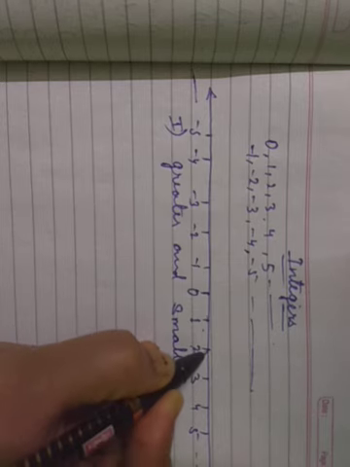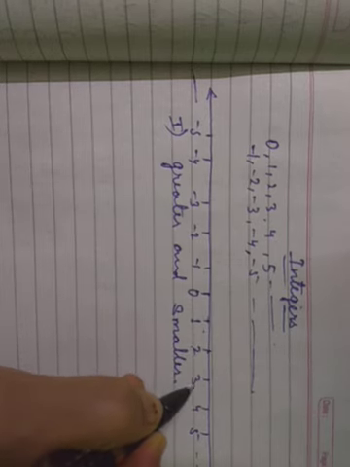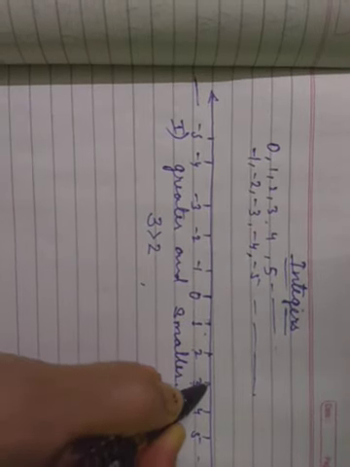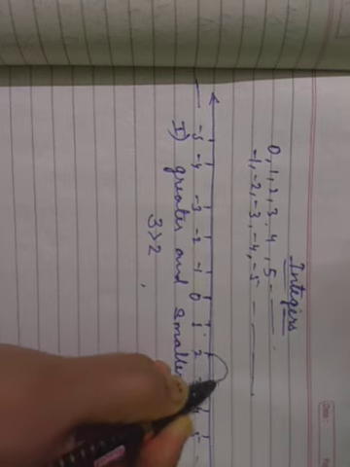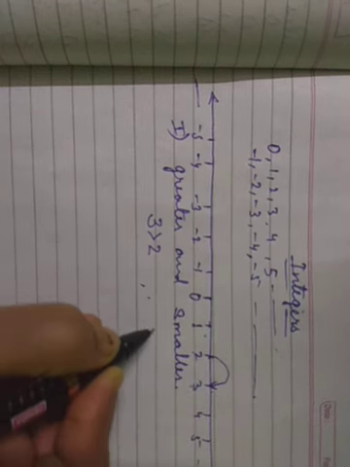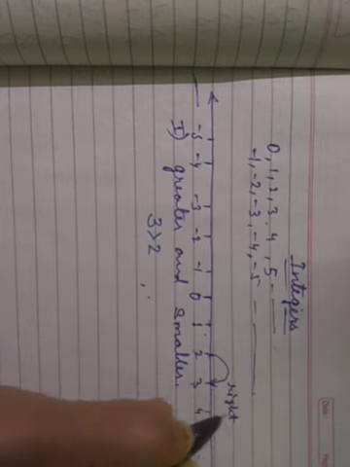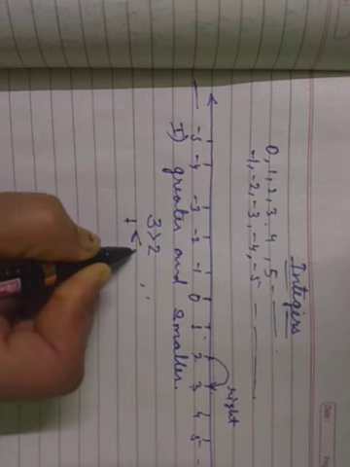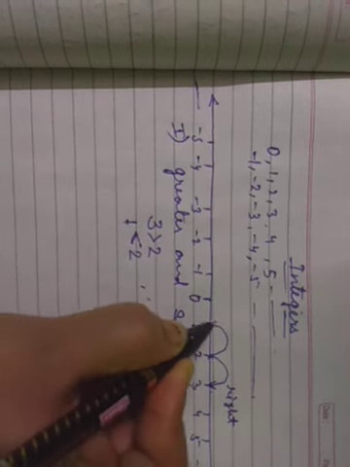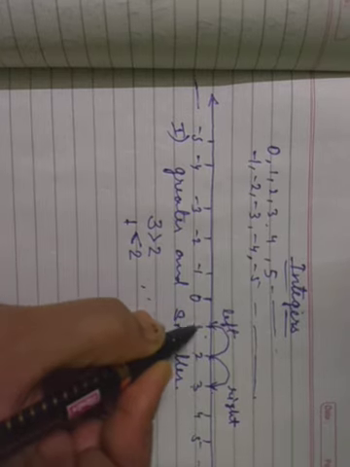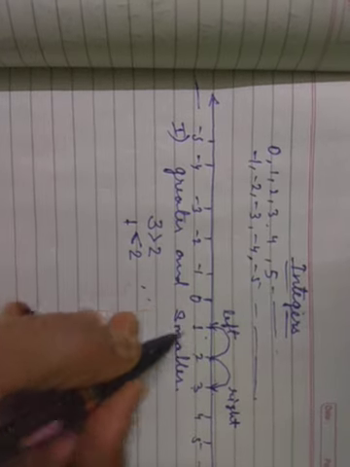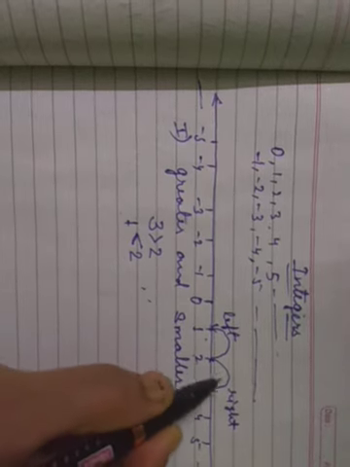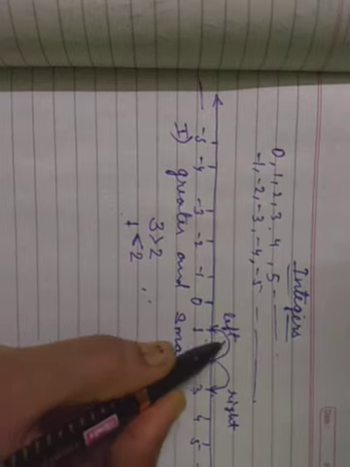3 is greater than 2. Every student knows 3 is greater than 2. So where is 3 given? On the right side of 2. And see, 1 is less than 2, so 1 is given on the left side. So this is very clear. The greater number is given on the right side and the smaller number is given on the left side.